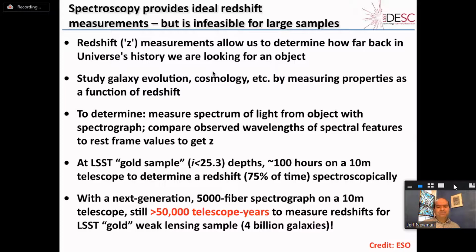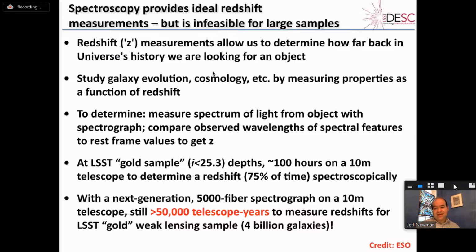So if you do the calculation and ask, at the depth of the samples we will use for LSST cosmology, for which I'll use i of 25.3 as a standard number, how long does it take to get a redshift with spectrographs we have today? It's about 100 hours on a 10 meter telescope. And it's important to keep in mind when you do that, you won't get a redshift 100% of the time. It'll be more like 75% of the time that you can secure a redshift that way.